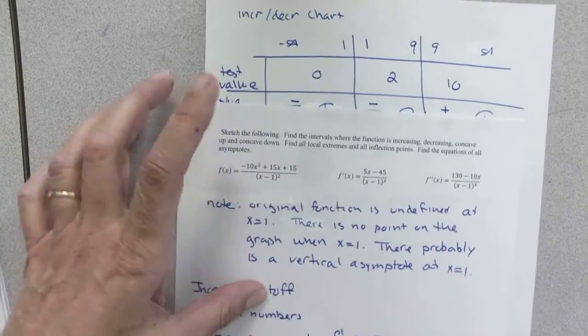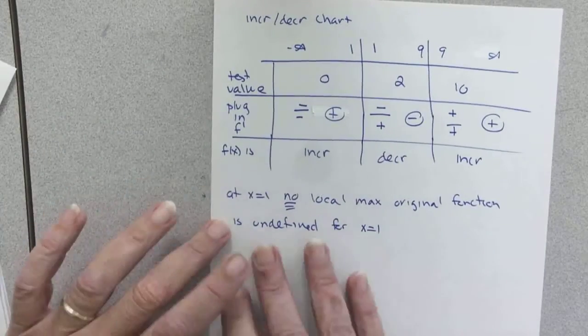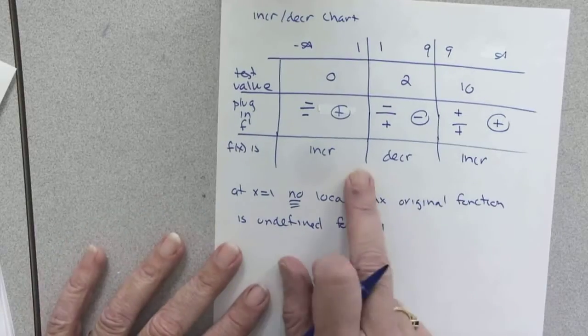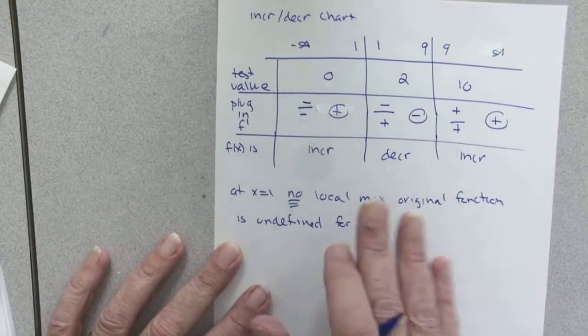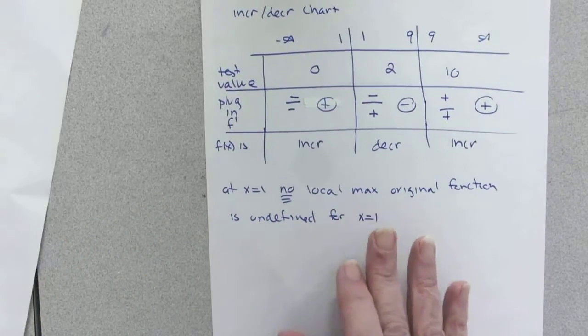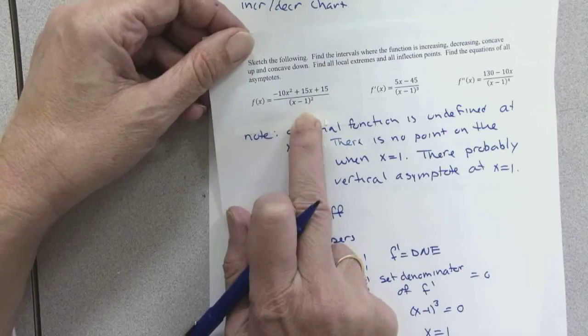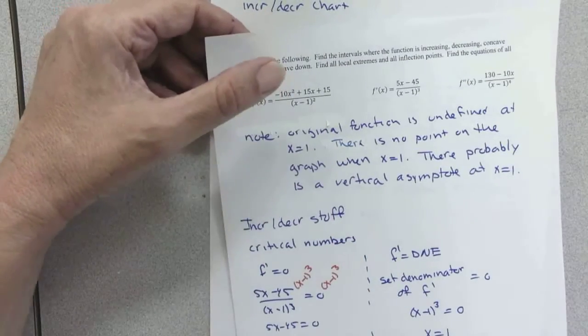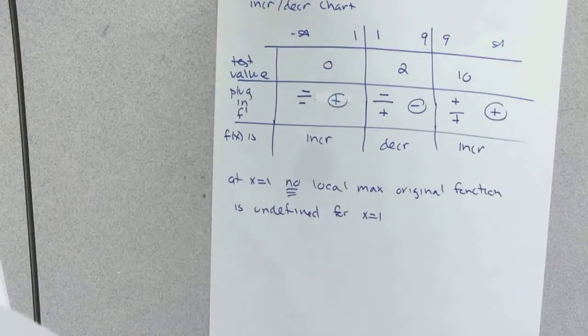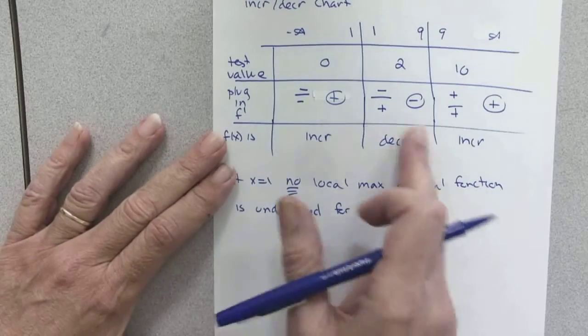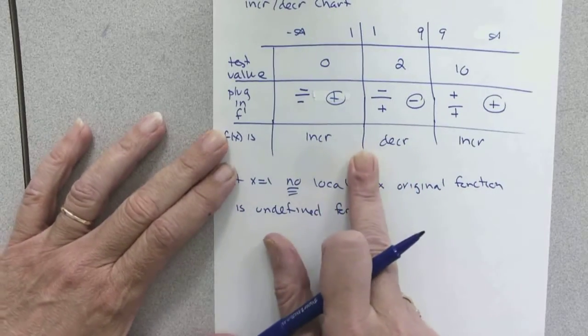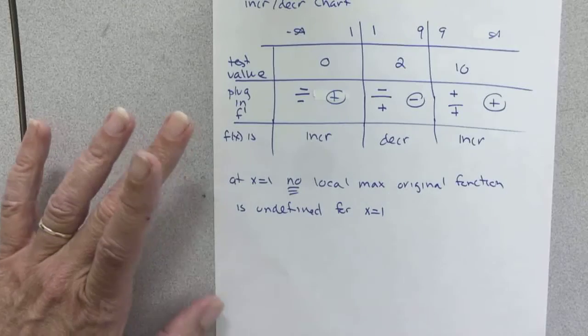So even if you forget from the get-go, you're just so excited, gotta be a max, gonna have a maximum there. When you go to find the y-coordinate and you try to plug in 1, you're not going to get a y-coordinate, and that should remind you, oh yeah, undefined, so I don't have a local max or min. But I certainly did have a change in the increasing, decreasing, because that is going to be an asymptote.